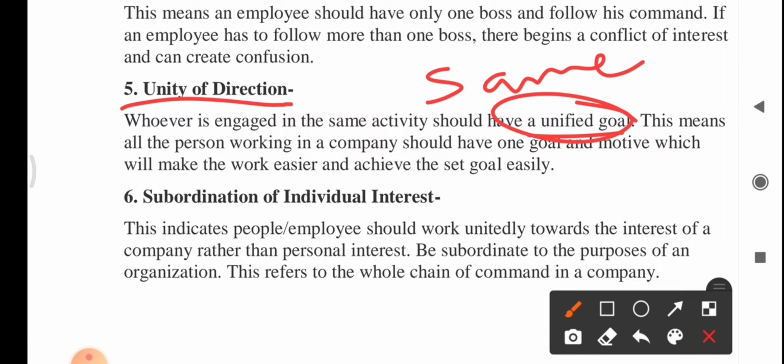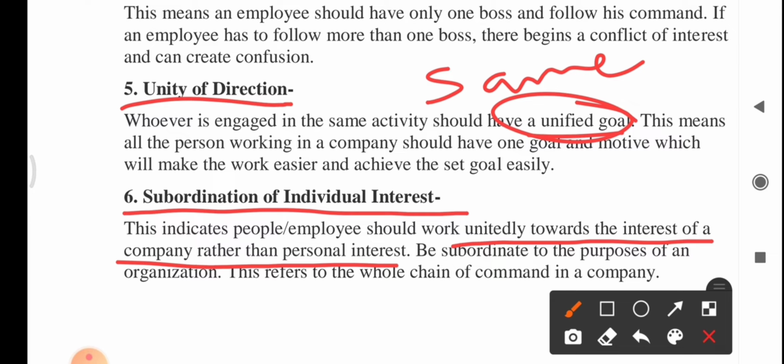Okay, principle number 6 is subordination of individual interest. This indicates the employees should work unitedly towards the interest of the company rather than their personal interest. It means if people are working in an organization, they should work for the benefit of the company instead of looking at their own selfish motives. Be subordinate to the purpose of an organization. This refers to the whole chain of command in a company.